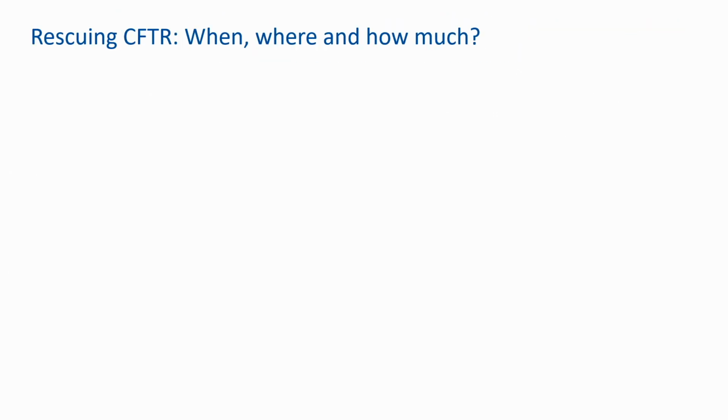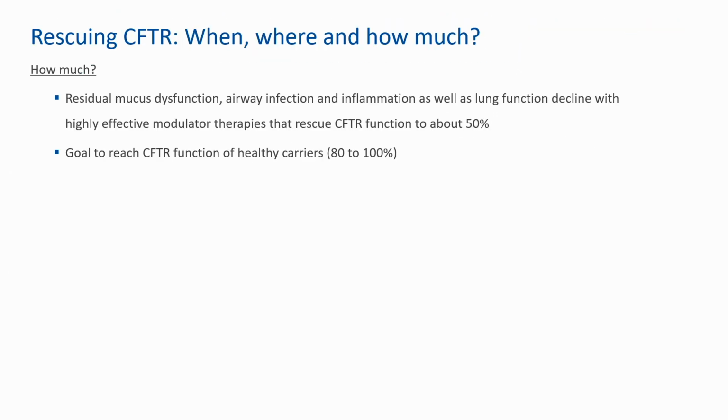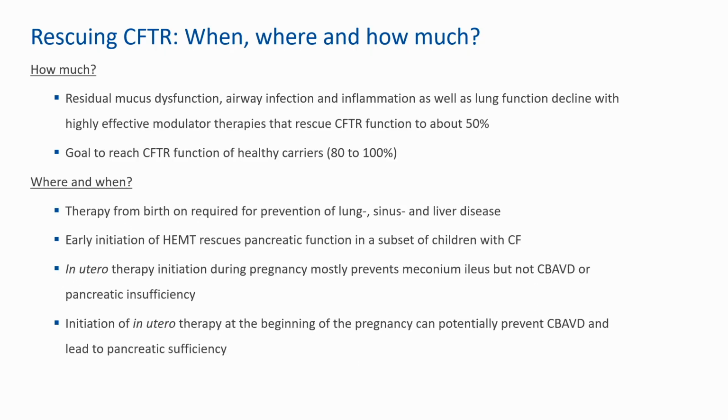So in summary, I hope I could convince you that with the current modulators that are highly effective and rescue about 50% of CFTR function, we still have some residual mucus dysfunction, airway infection, inflammation, as well as some lung function decline. So the goal should be to reach about the level of healthy carriers or controls, so about 80 to 100%. And where and when is very complex, and we do need more data to really address that properly.